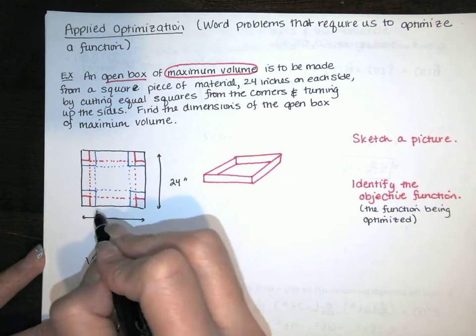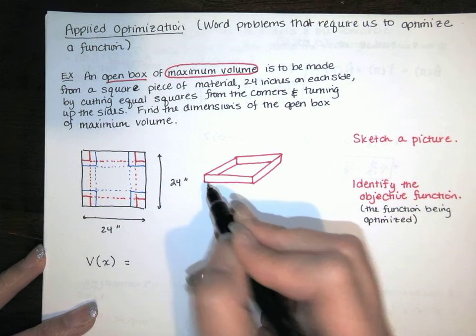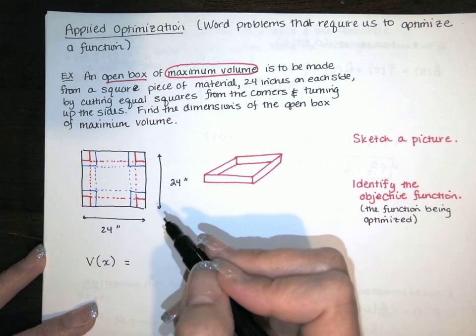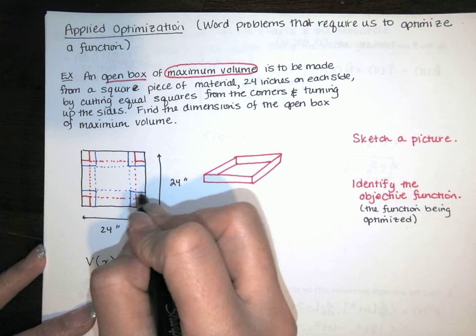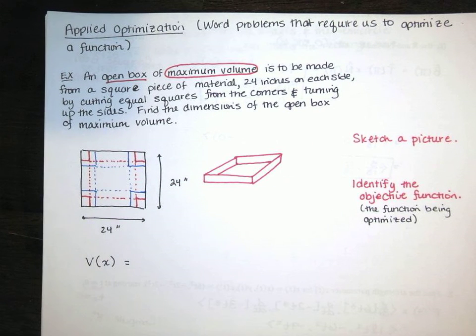Do you see that if I took out a bigger square, this side would be taller when I fold up the sides? It's going to be that tall when we fold up the sides. Okay, so keeping that in mind, I need a volume as a function of x in general.